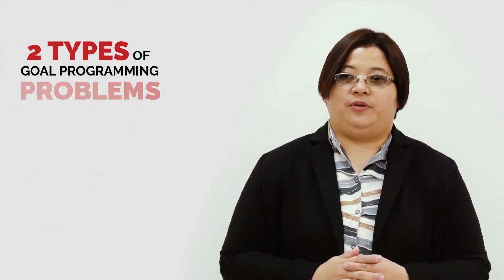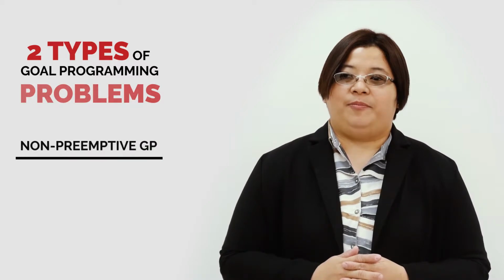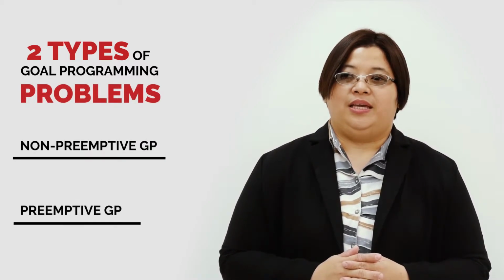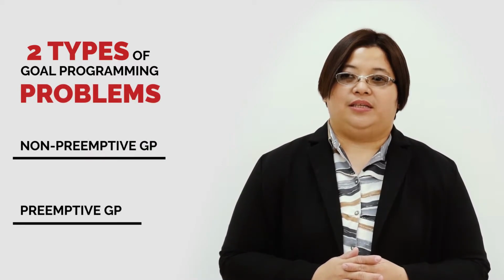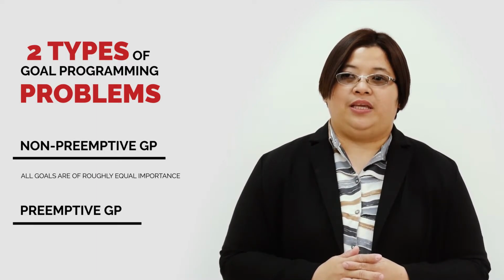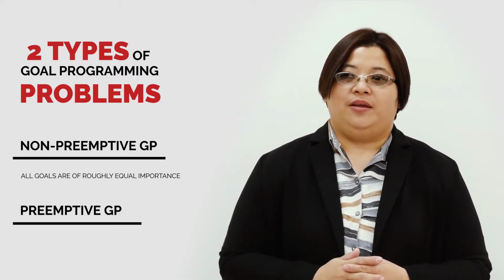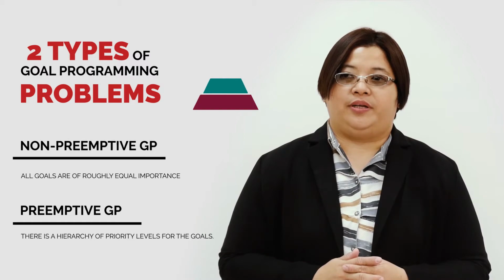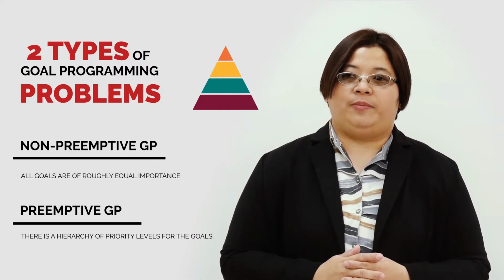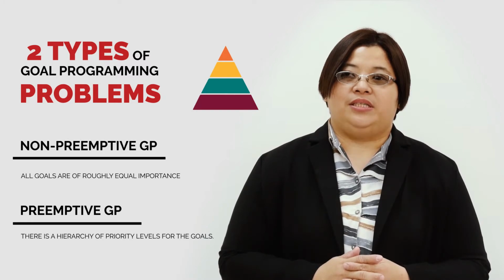There are two types of goal programming problems: the non-preemptive goal programming and the preemptive goal programming. In the non-preemptive goal programming, all goals are of roughly equal importance as opposed to the preemptive goal programming, wherein there is a hierarchy of priority levels for the goals, so that the goals of primary importance should receive first priority attention, those of secondary importance receive second priority attention, and so on.